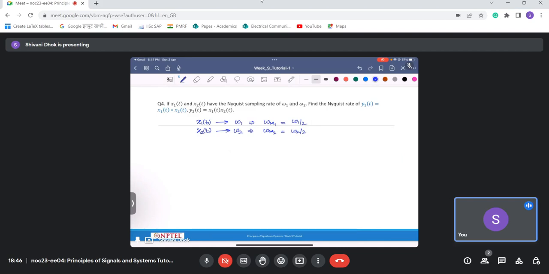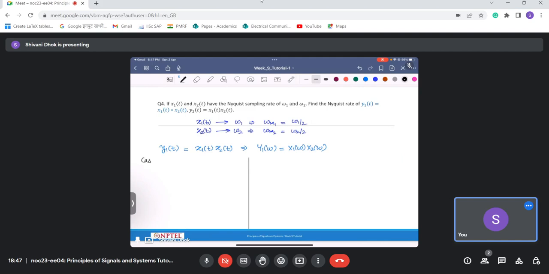Now what we need to find is, we have been given y1(t), which is equal to x1(t) into x2(t). So if I take its Fourier transform, then Y1(omega) will be equal to X1(omega) into X2(omega). Now let us try to understand, when I am multiplying these two things, what is important is which is the maximum frequency and which is the minimum frequency in both of these signals. So we'll have two cases.